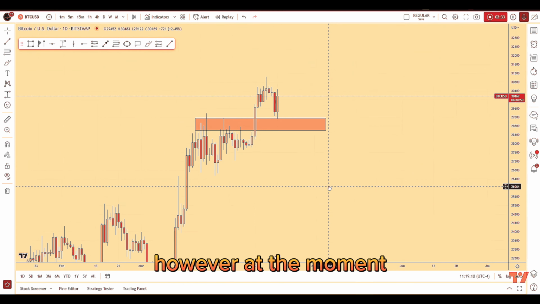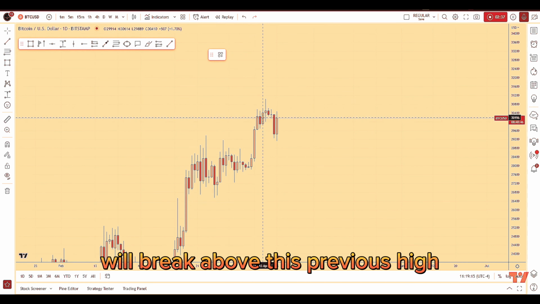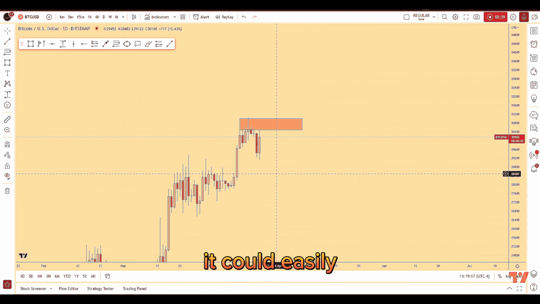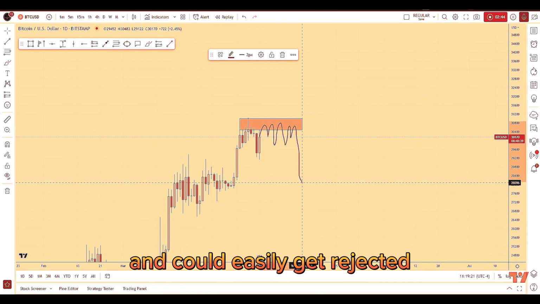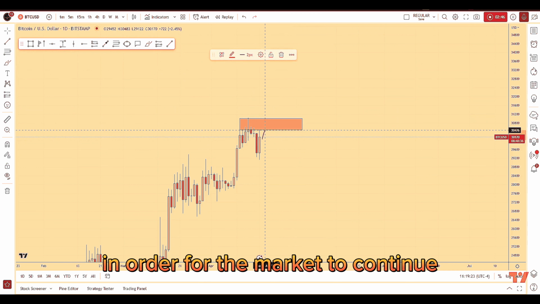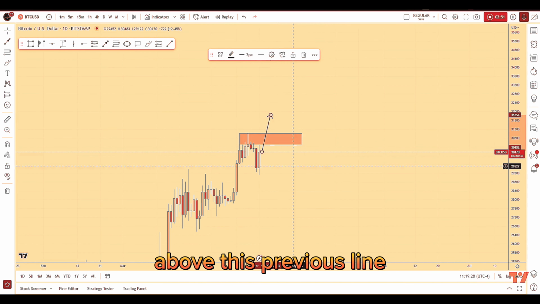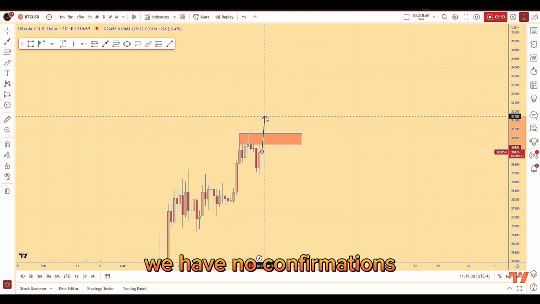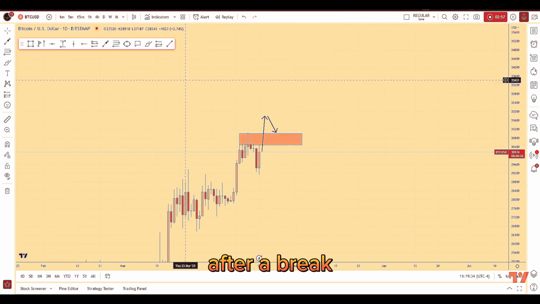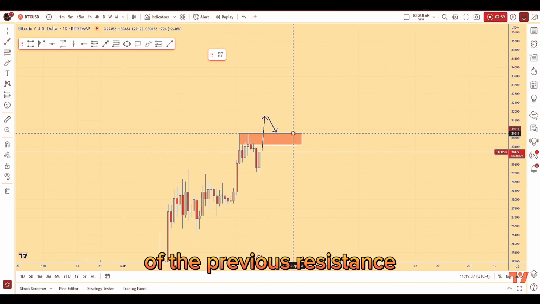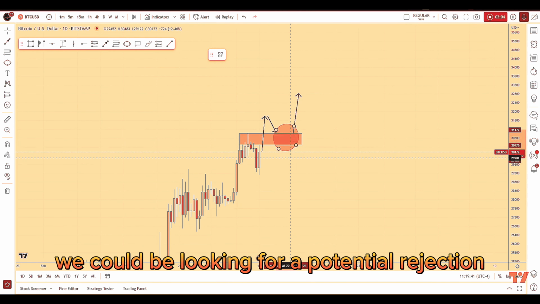However, at the moment, what we need to realize is that until the market will break above this previous high, it could easily start finding resistance across this zone and could easily get rejected to the downside. In order for the market to continue, it is extremely important that the market will manage to break above this previous high. And at the moment, we have no confirmations that it will actually happen. So only if the market actually breaks, after a break on the retest of the previous resistance turned support, only at that point we could be looking for a potential rejection to the upside.